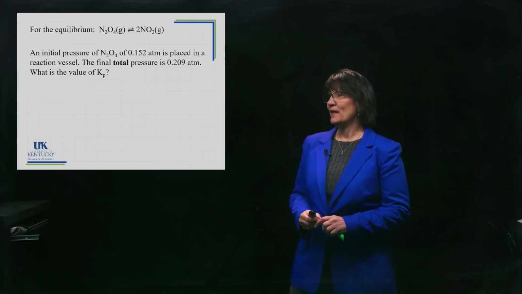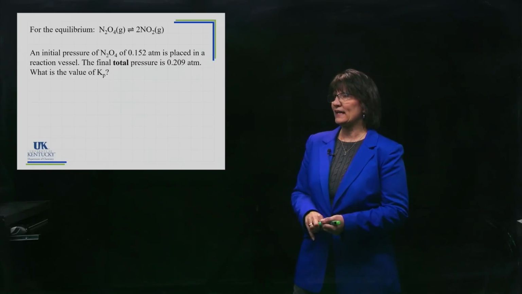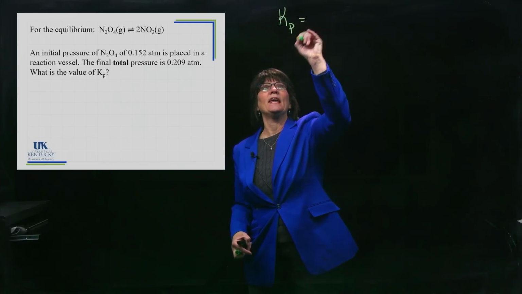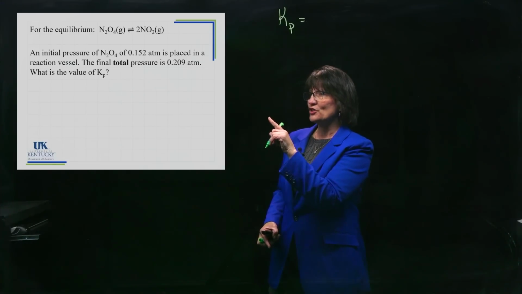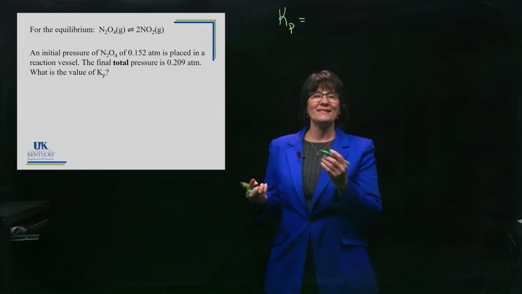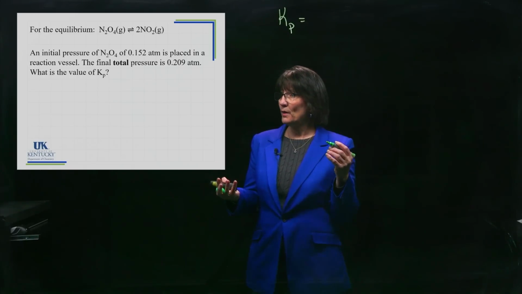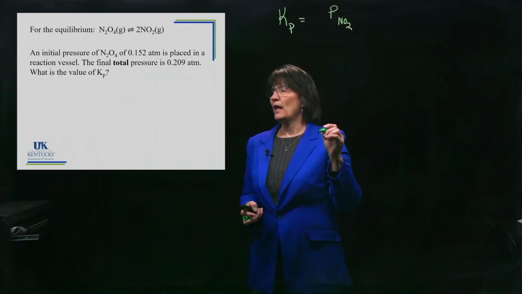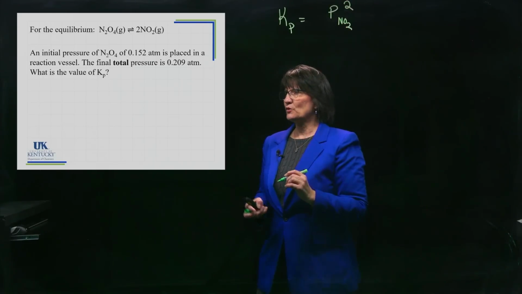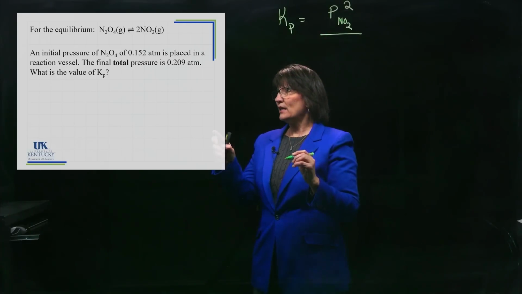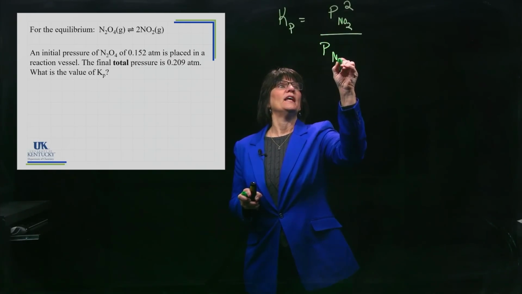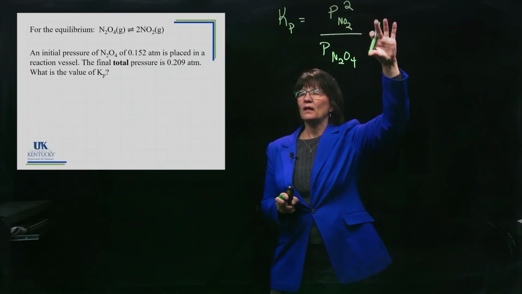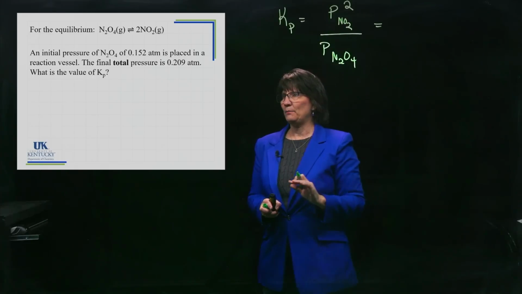Okay, here's the first one. Now in this problem, we're trying to calculate the Kp value. So the first thing I would always do when I'm trying to get a value for Kp is to write the expression. So I look up there at the balanced equation. I see that they're both gases, so I will include them both in there. It would be the pressure of the product, which is NO2, and it's squared, okay, so it's raised to the power of its coefficient, divided by the pressure of N2O4. So my goal is to know those two values, plug them in, and I will know a value for Kp.